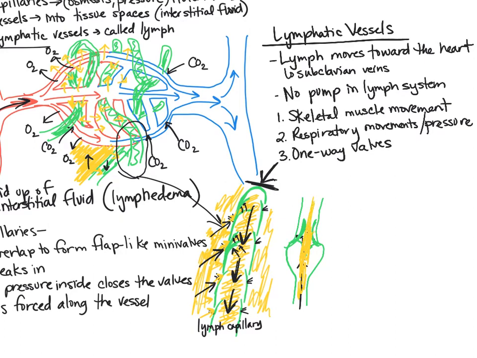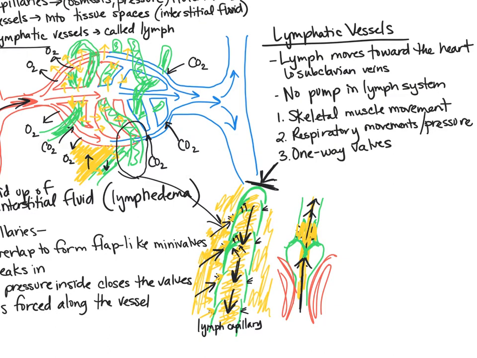And that would be, say, because of a skeletal muscle movement. We have our skeletal muscle over here that has somehow squished this vessel. And in squishing the vessel, we've forced fluid in this direction, forcing these flaps open. But then, when we relax that skeletal muscle, these flaps are going to go back down. And then when they go back down, it's going to allow that fluid to settle up in this area without actually going back down the vessel.